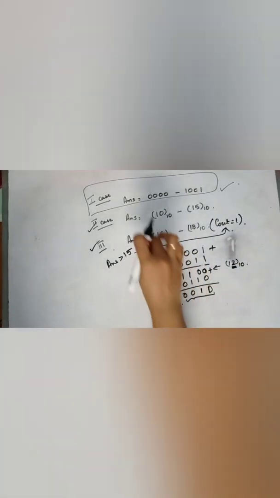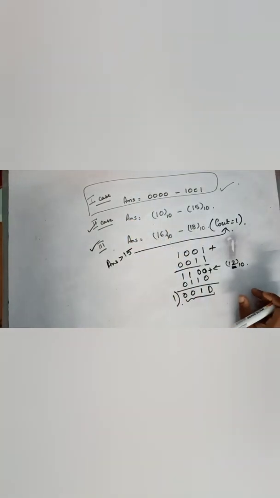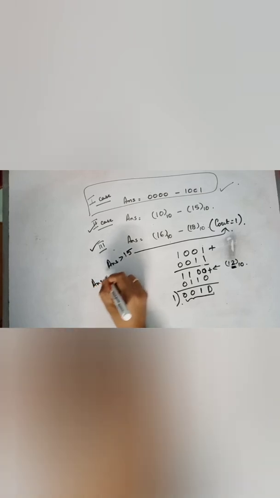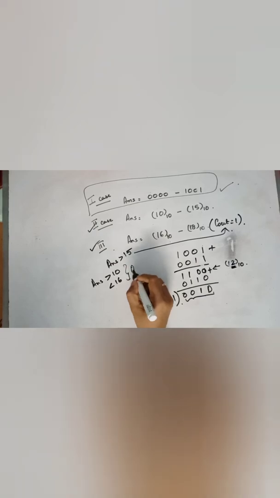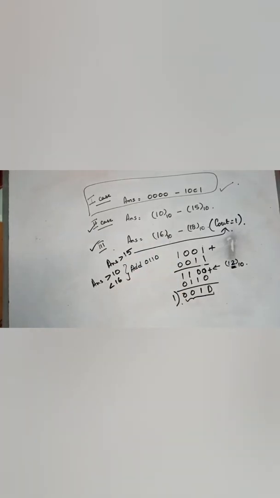So in short, in the second case, if the answer is greater than 10 but less than 16, that is, your answer is between 10 and 15, then add 6 to the answer and you will get the lower digit of the answer. You won't get the entire answer. You will get the lower digit of the answer. If the answer is 12, you will get 2. If your answer is 10, you will get 0. If your answer is 15, you will get 5. So between 10 and 15, the lower digit you will get as the answer.